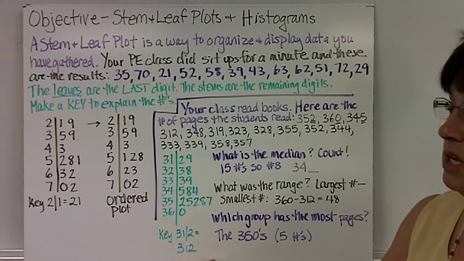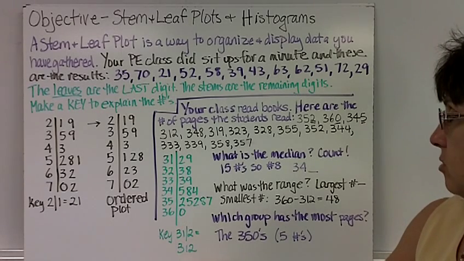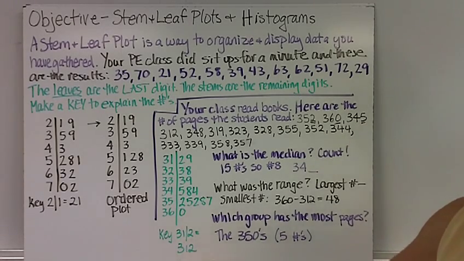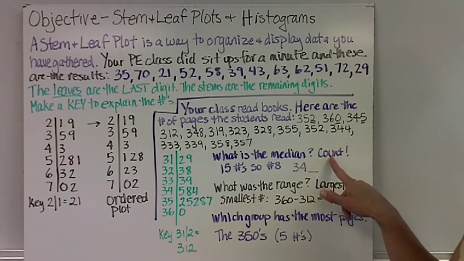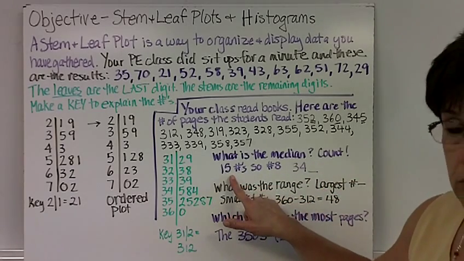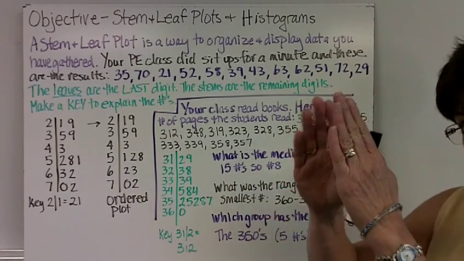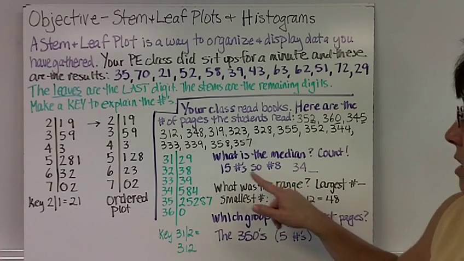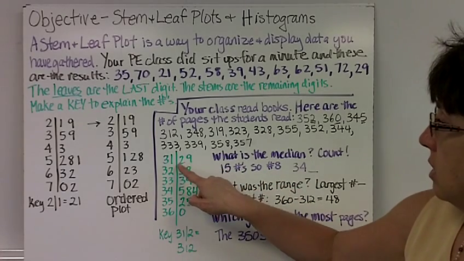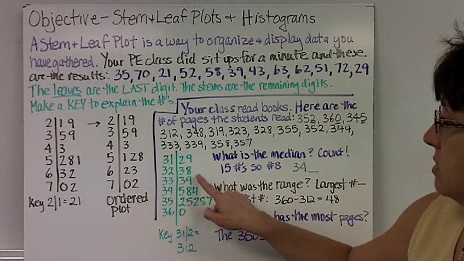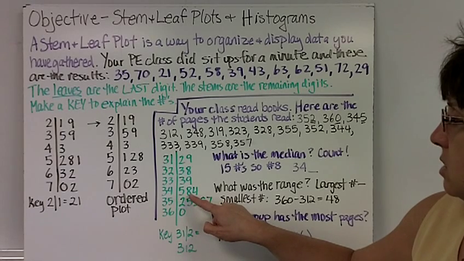But they're really a kind of cool way to organize numbers. And you can look at it. You can say, what's the median? Well, what will you do? Count. There's 15 numbers, so the middle number is the 8th because there's 7 on one side and 7 on the other side. So I'm just going to count: 1, 2, 3, 4, 5, 6, 7, 8.